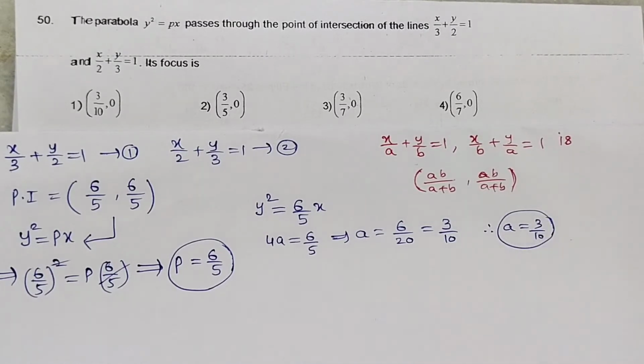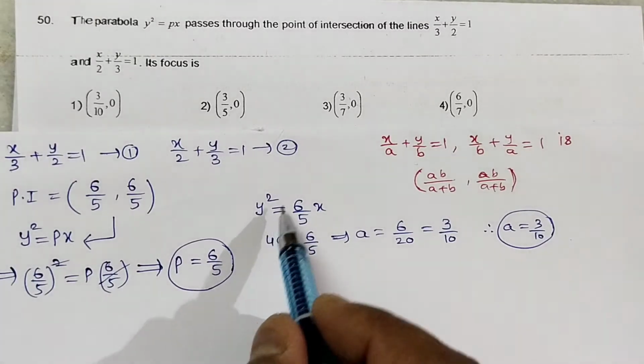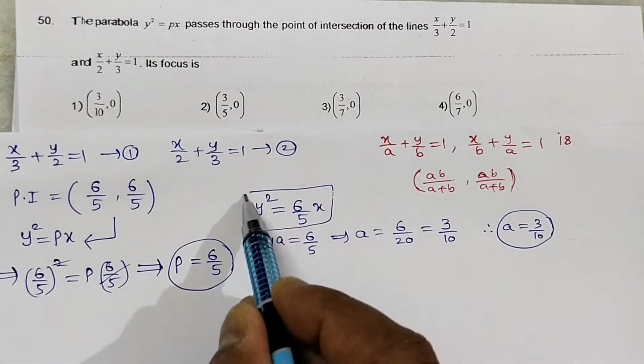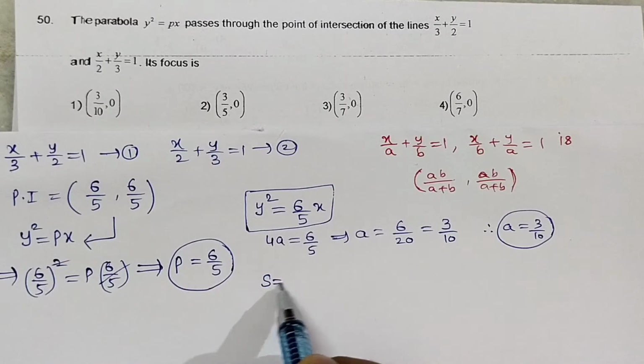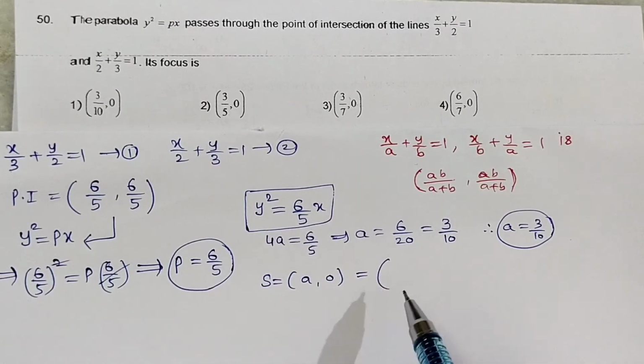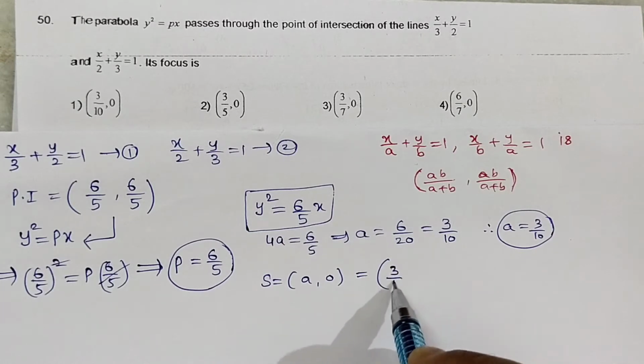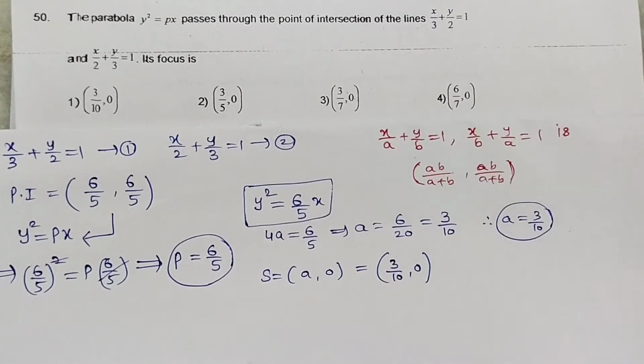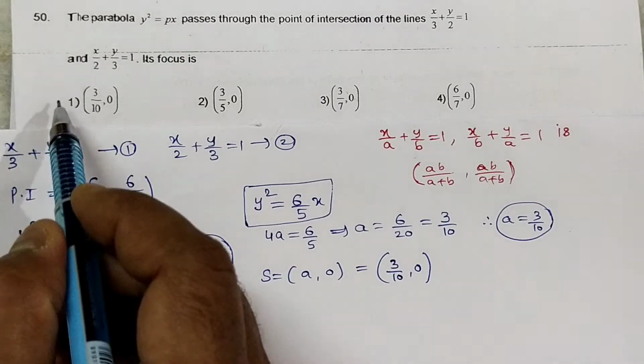But they are asking to calculate the focus for the equation y square equal to 4ax. The focus is S of a comma 0. So that is equal to 3 by 10 comma 0. So 3 by 10 comma 0, which is there in the first option.